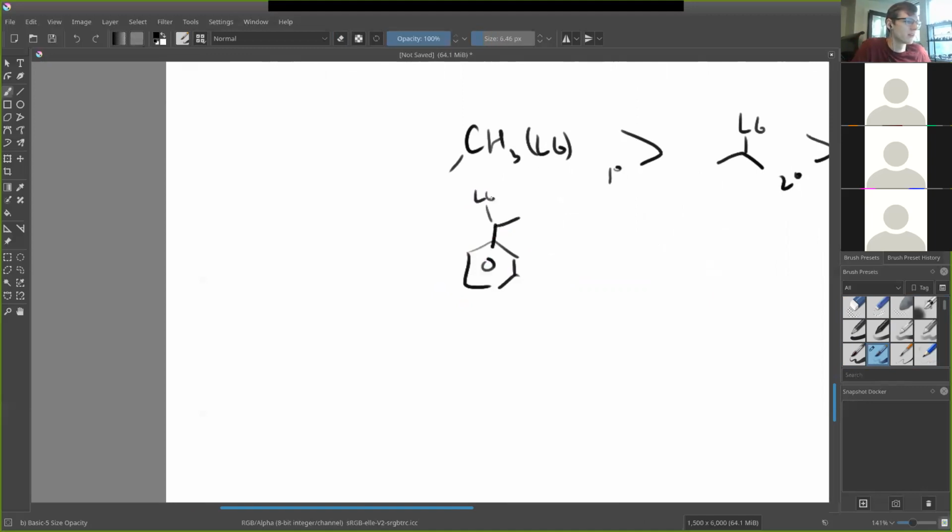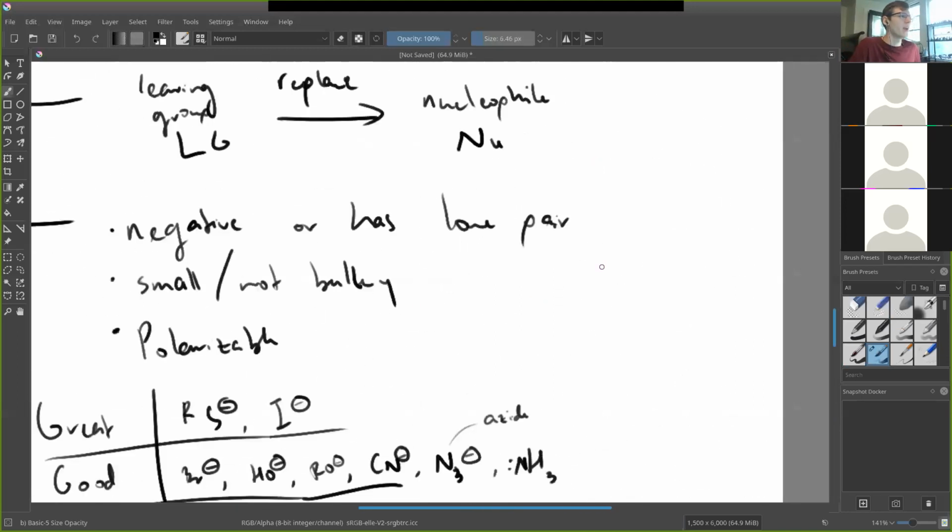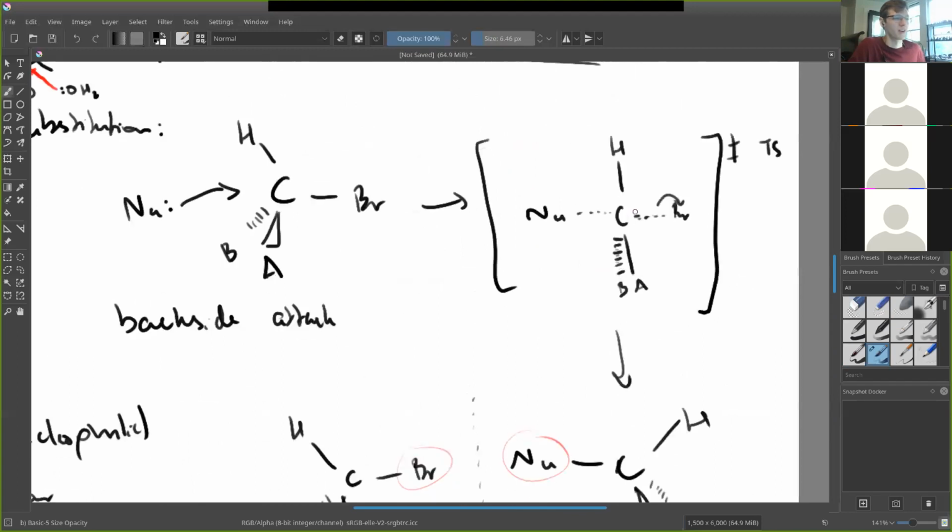benzylic or allylic, right? This is a weird situation, but it has to do with when you get into that transition state, remember, way up at the very start, I talked about this. The molecule goes flat, and there's something sticking up and something sticking down.